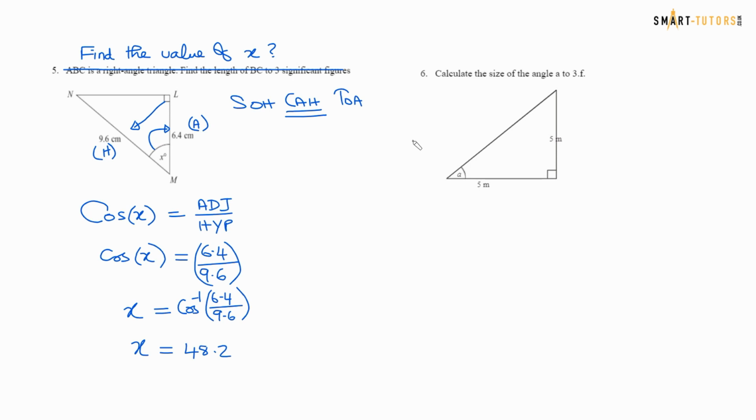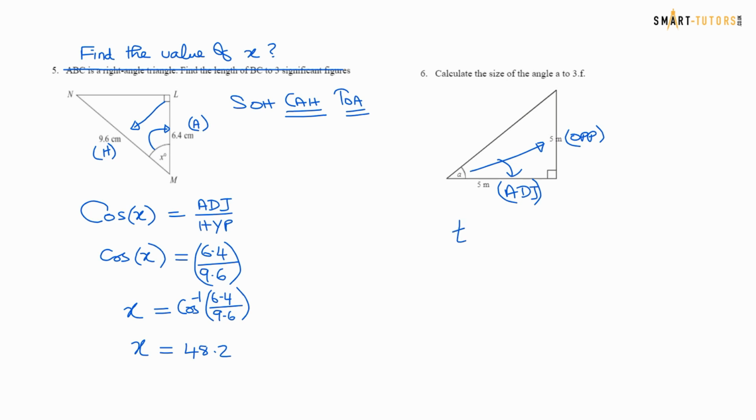Question number 6. There's a diagram given. So this is the angle, this is the opposite side, and this is the adjacent. And this is the angle. So in the SOHCAHTOA formula, adjacent and opposite is TOA.